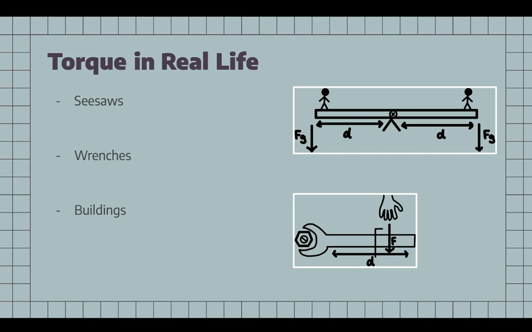Before diving into the example problems, I will explain to you about torques in real life. First, torque can be seen in seesaws. If you think about how seesaws work, the person on the left and right will move up and down, taking turns. This process is using the idea of torque.